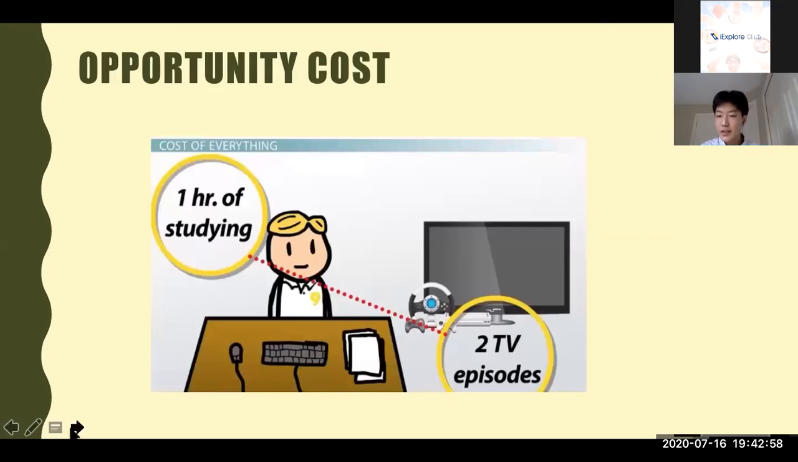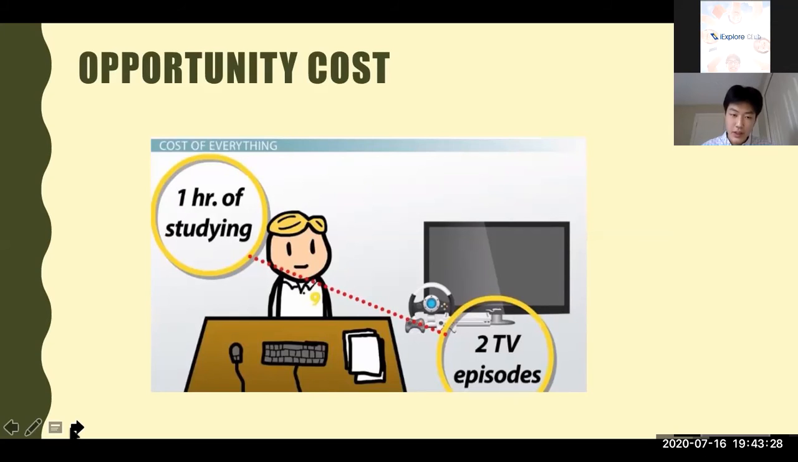Moving on to the next concept, opportunity cost. So this is another concept which takes some time to understand. It is basically about having different choices in front of you, and you can only choose one. So the opportunity cost is the cost of something you didn't choose when you're making a decision.